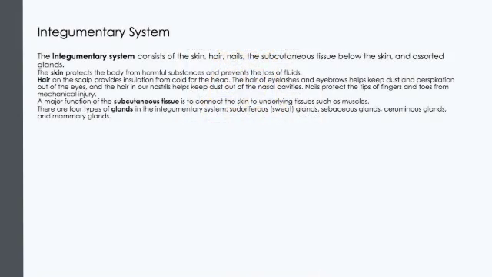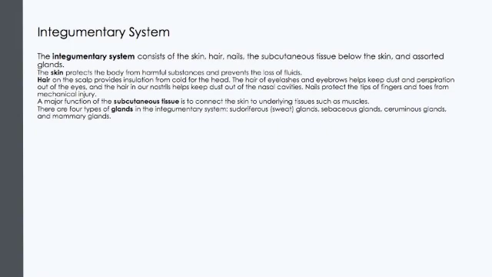Moving on, the integumentary system consists of the skin, hair, nails, the subcutaneous tissue below the skin, and assorted glands. The skin protects the body from harmful substances and prevents the loss of fluids. Hair on the scalp provides insulation from the cold for the head. The hair of the eyelashes and eyebrows helps keep dust and perspiration out of the eyes, and the hair in our nostrils helps to keep dust out of the nasal cavities. Nails protect the tips of our fingers and toes from mechanical injury.